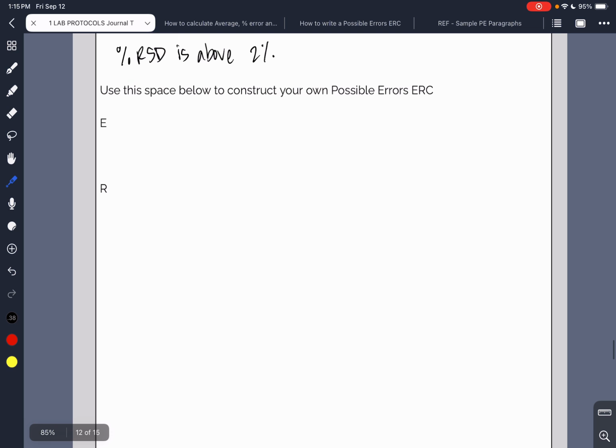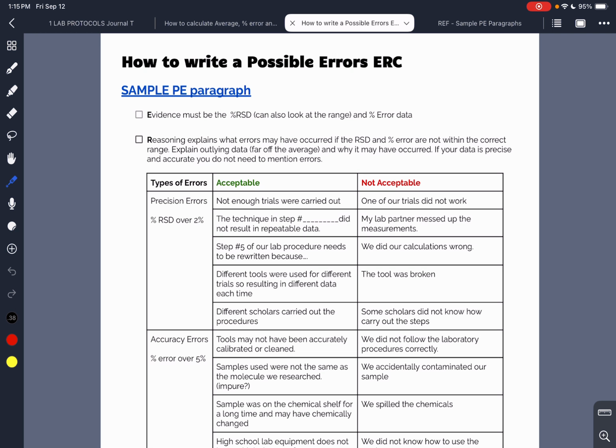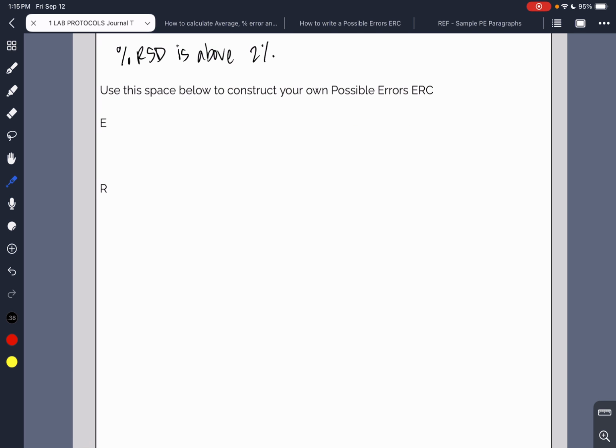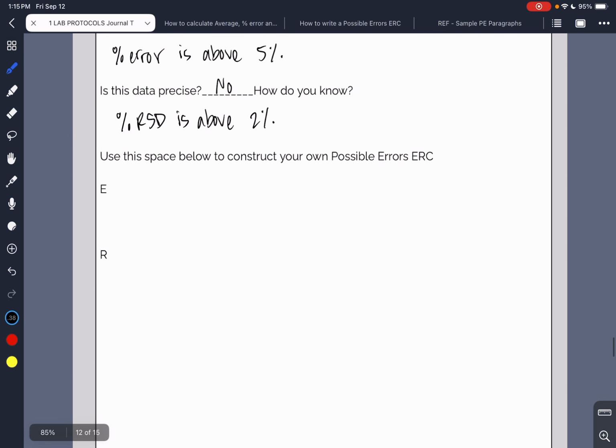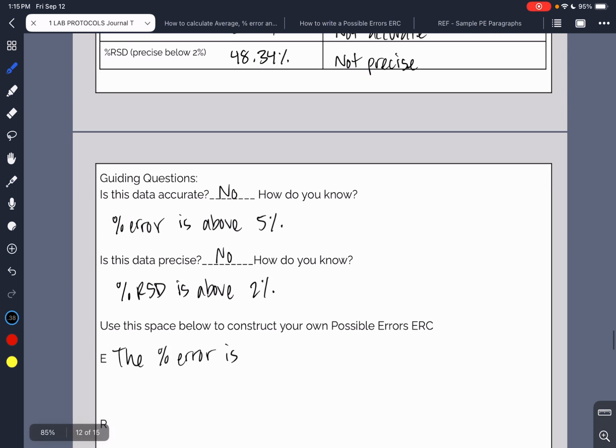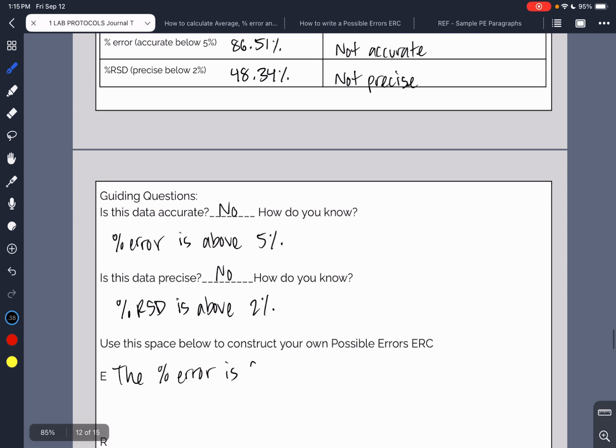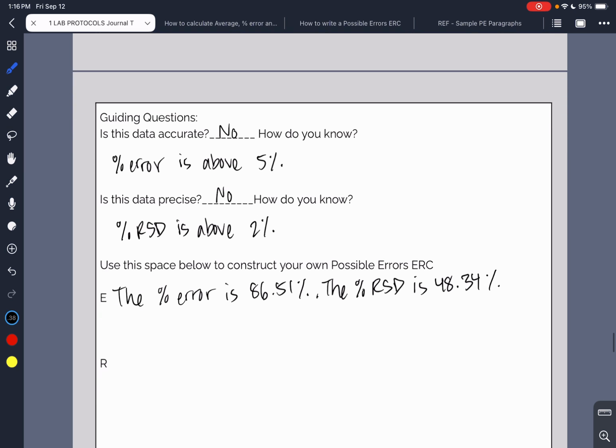First, we're going to start with our evidence section. In our evidence section, we want to make sure we include our percent error and percent RSD. So when we're writing this, you can say the percent error is 86.51%. The percent RSD is 48.34%. So that's all you have to include in your evidence section.